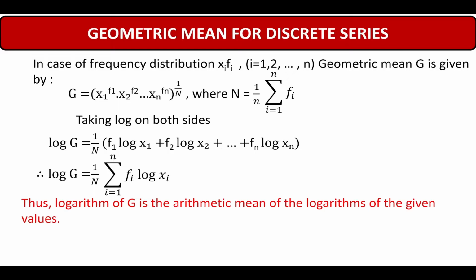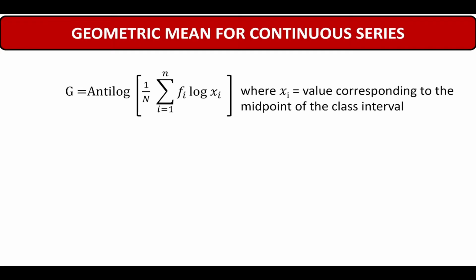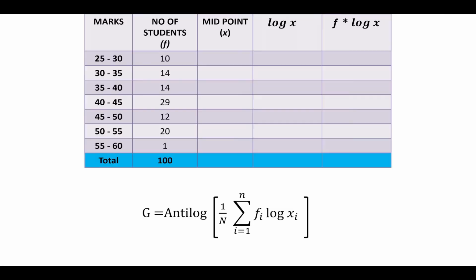Thus we can see that the log of the geometric mean is the arithmetic mean of the log of the given values. So G is equal to antilog of 1 by N summation of i equals 1 to n fi log of xi. Now let us see for continuous series. In continuous series, the formula will remain the same, only this xi will be the midpoint of the class interval. Just remember this xi will be the midpoint of the class interval, remaining everything will remain the same.